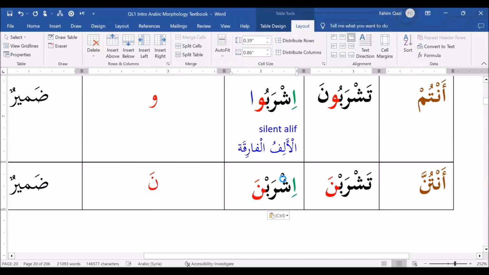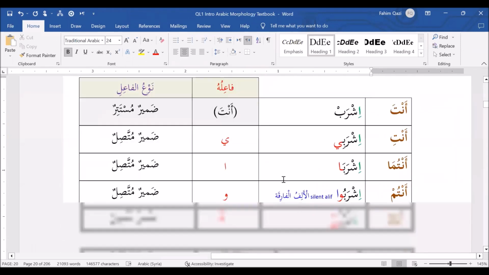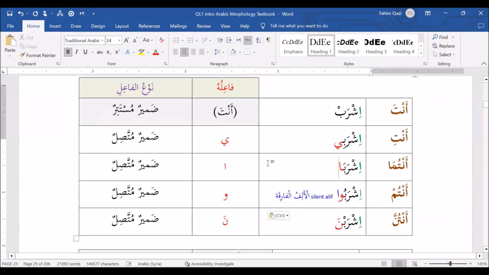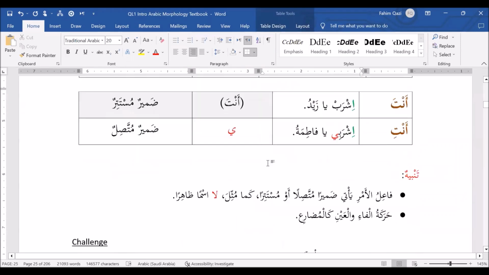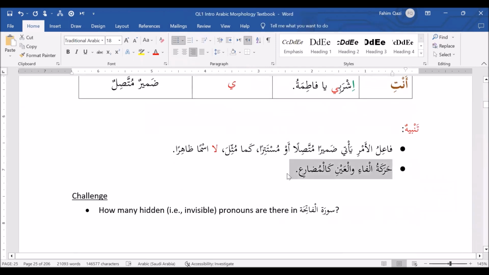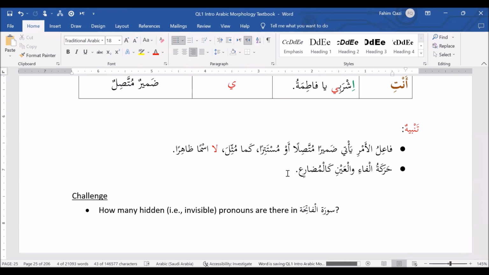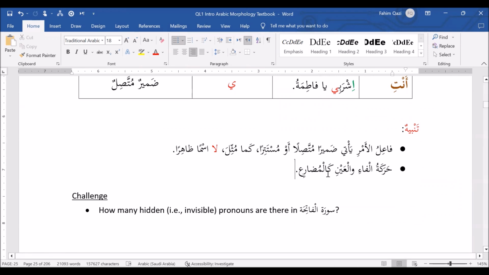Let's go back to our chapter on al-amr. Harakatul fa wal ain kal mudari. The fa and ain of amr follow the matching harakas of the fa and the ain of al-mudari.